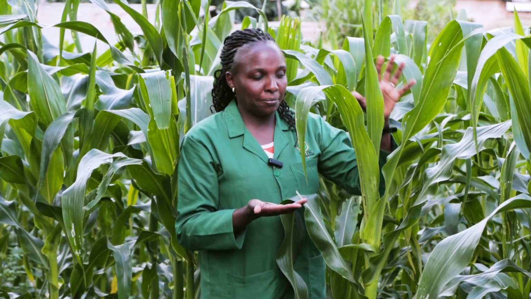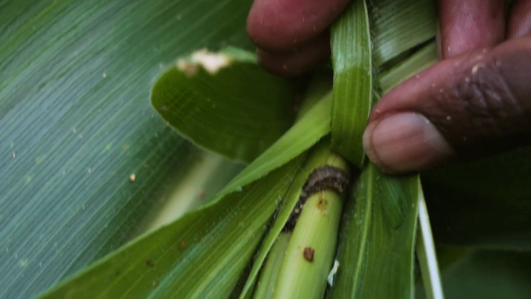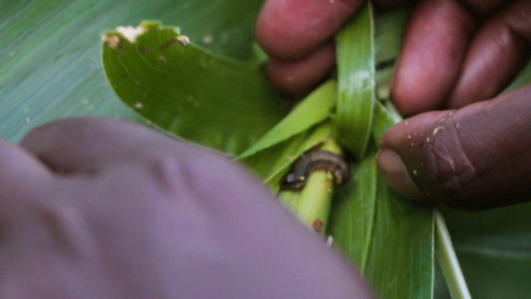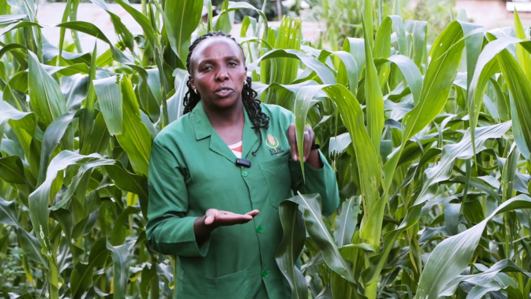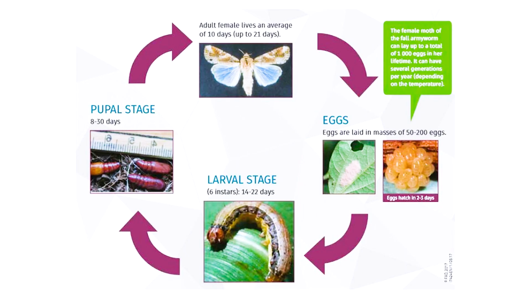So after the 2 to 3 weeks, the larvae will fall on the ground and it will molt into a pupa stage. The pupa stage is inactive. It burrows in the soil. It can burrow from 2 to 8 centimeters deep, depending on the structure of the soil. And then it molts into a moth again. And so the life cycle begins.